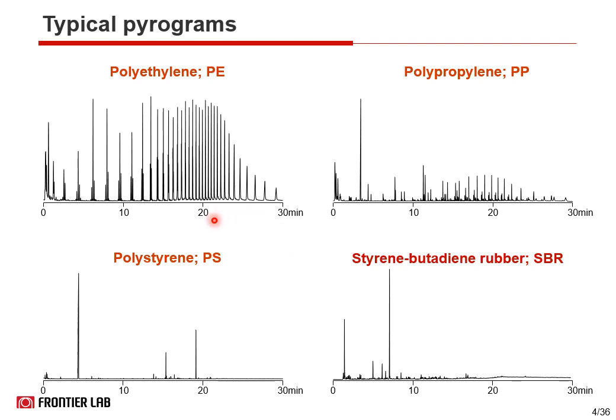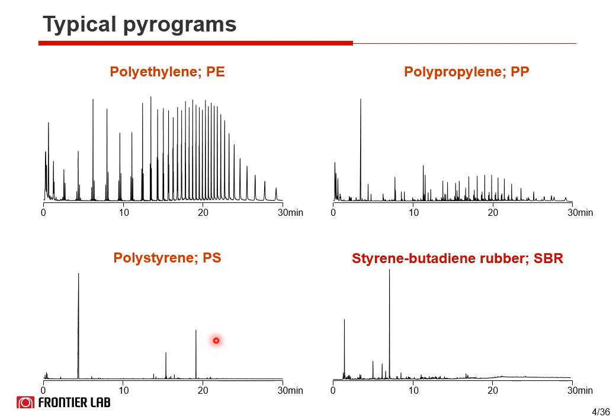So comparing these four pyrograms, you can see differences in peak patterns. Let's look at polyethylene. You see many peaks, which are hydrocarbons. And what about the polystyrene? You see three major peaks only, and these are styrene monomer, dimer, and trimer.